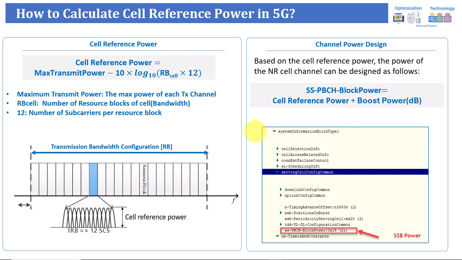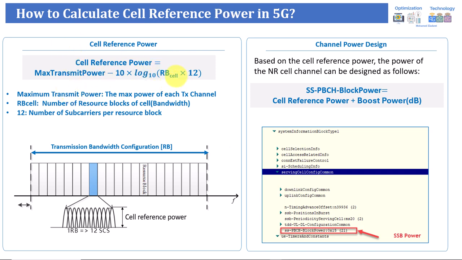in order to maintain the same total power. That's why the power boosting might have some negative impact, especially for the SSP on the other channels like the PDSCH. I will be explaining that in more detail in the next slide. Then, just to recall or summarize, cell reference power equals the maximum transmit power. This is your input, and I will go through an Excel sheet now to show how it's calculated.